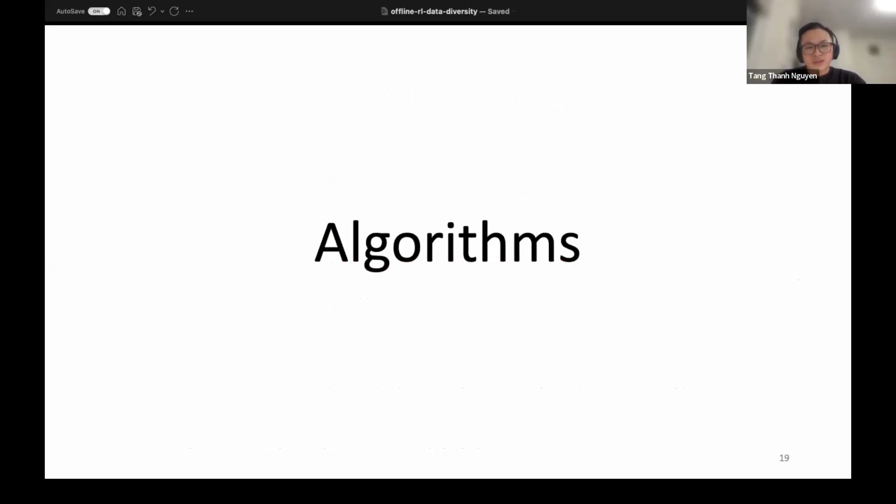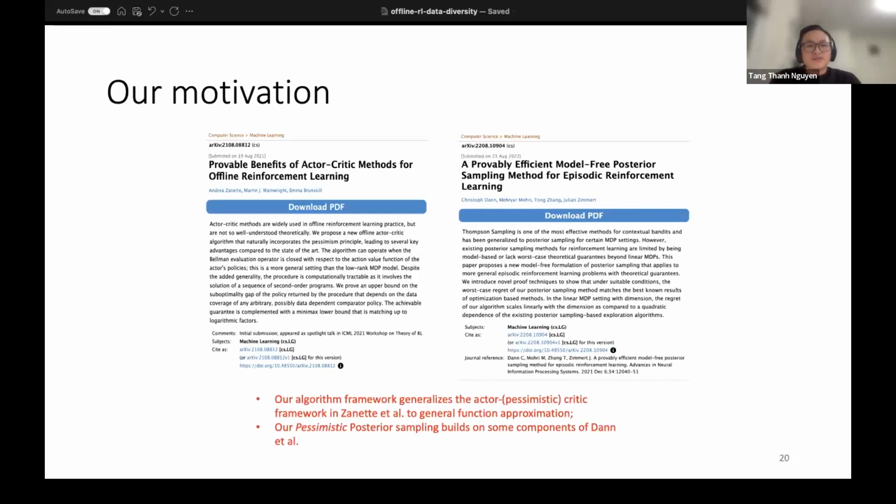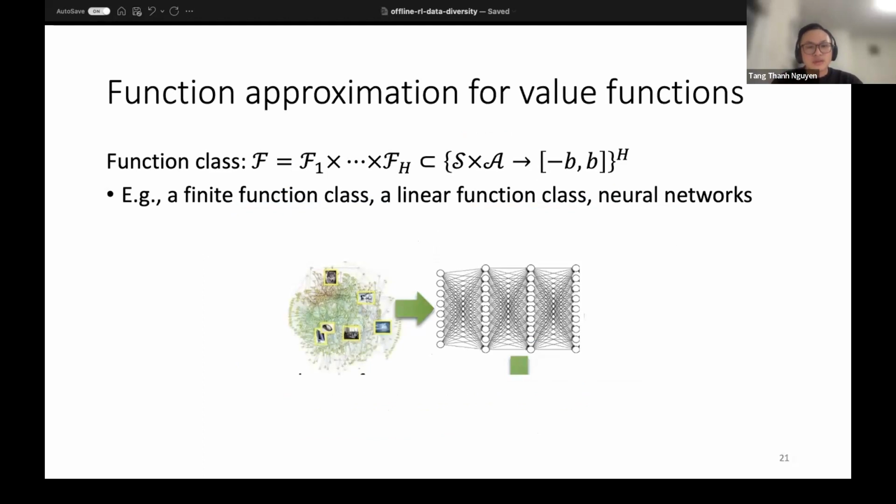Okay, with that highlight of the key result, I'm going to go into a little more detail about the algorithm and the result that we just presented. The algorithmic framework we use to achieve this result is motivated by the Andrea Zanette paper and the Cristal Dan paper. To some extent, you can think of our algorithmic framework as a generalization of the framework in the Zanette paper to general function approximation, and our pessimistic posterior sampling builds upon some common ideas there.